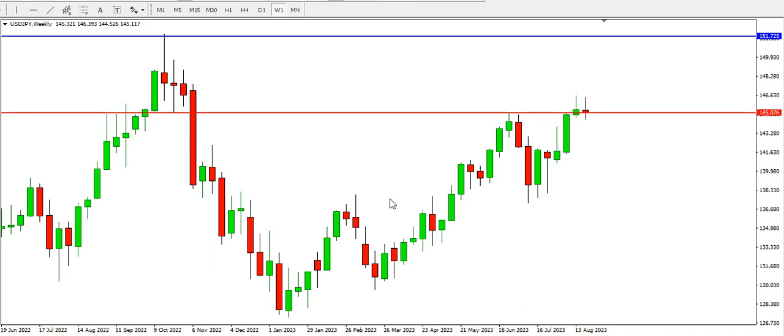USDJPY on the weekly time frame suggests that price is going up, and possible target is 151.772 in this particular chart that we are looking at. The trend is clearly bullish, okay, and USDJPY is negatively correlated to gold.